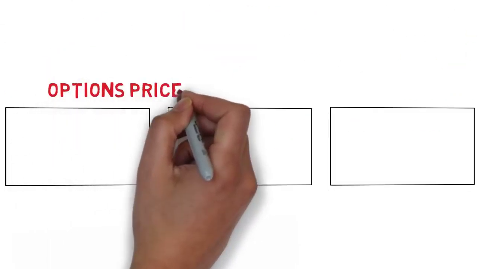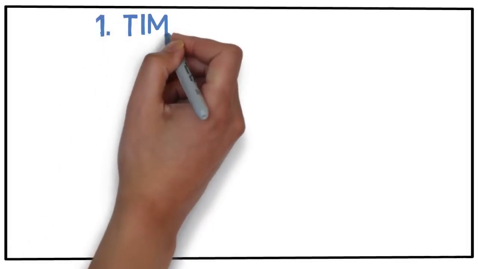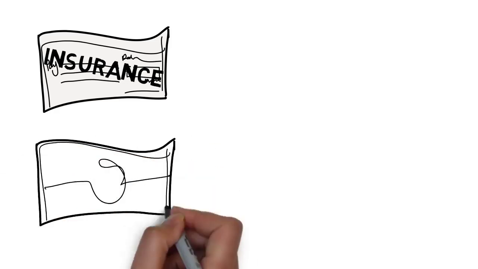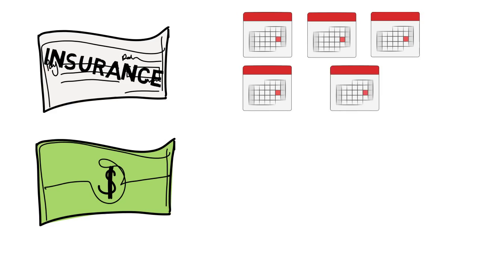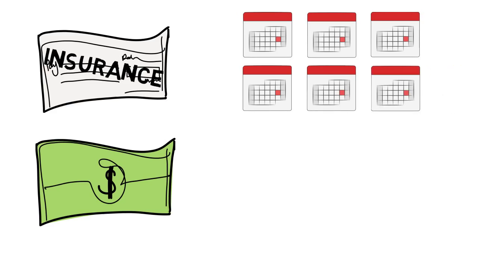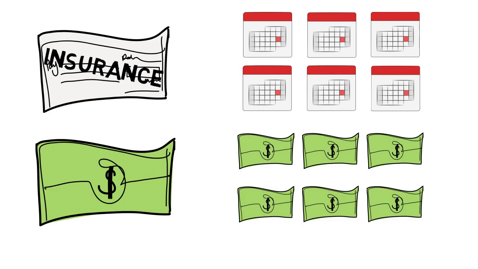Option prices are based on three elements of its underlying stock. The first one is time to expiration. In the last video, we talked about how options are basically insurance, and of course you pay money for this insurance. Now, the thing about insurance is you don't just get to pay a one-time payment and have insurance forever. You have to pay month after month to keep your insurance. So the longer you have it, the more money you will have to pay. Options are the same way.